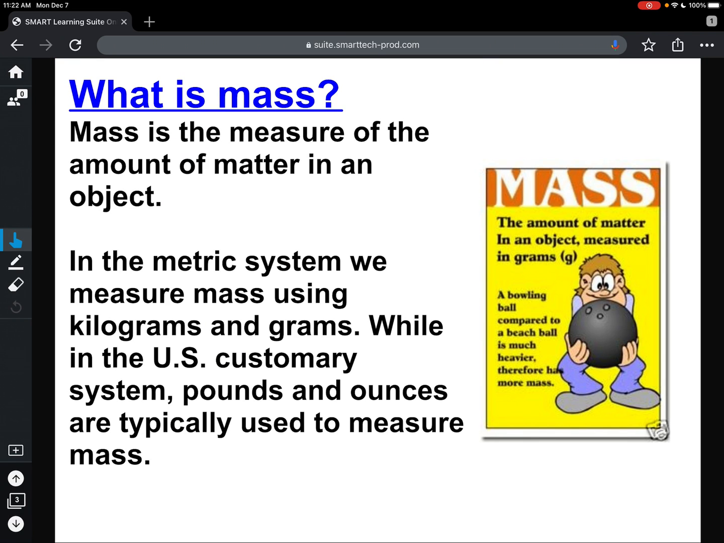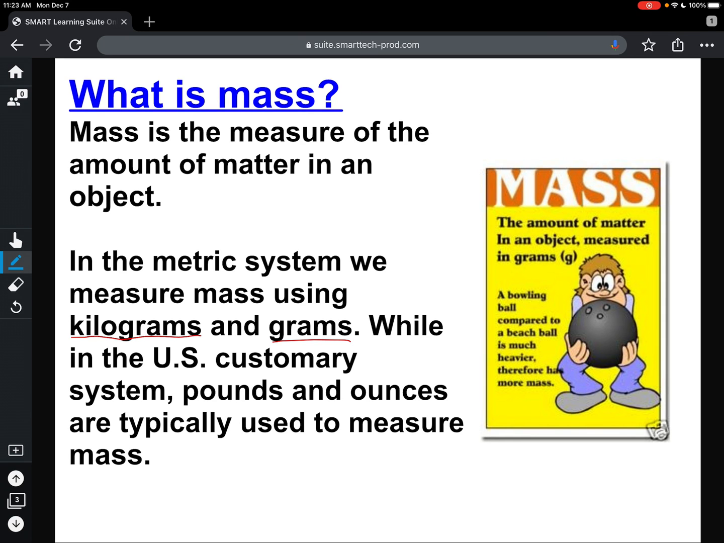All right, so what is mass? Mass is the measurement of an amount of matter in an object. So if you haven't heard of the word matter before, that's okay, we're going to keep reading. In the metric system, we measure mass using kilograms and grams, while in the U.S. customary system, pounds and ounces are typically used to measure mass. So today we're going to focus on kilograms and grams, and these are just a unit of measurement. So matter is the amount of stuff.